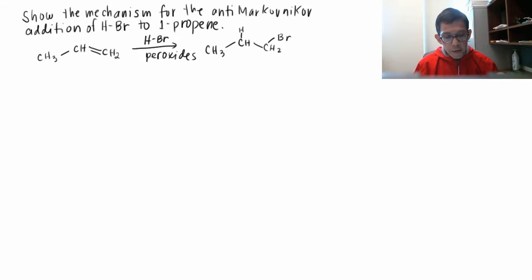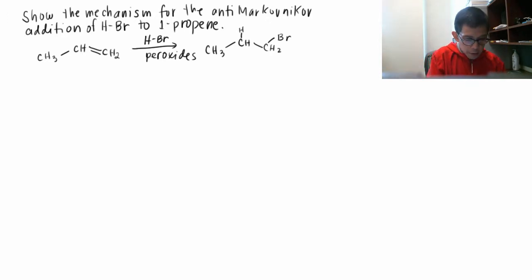Show the mechanism for the anti-Markovnikov addition of HBr to 1-propene. Anti-Markovnikov means the H gets added to the carbon with fewer H's, and the other one gets added to the carbon with more H's. Usually the H gets added to the carbon with more, but this time it gets added to the carbon with fewer H's.